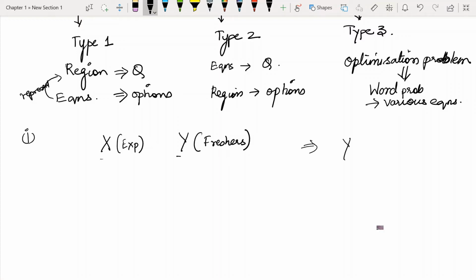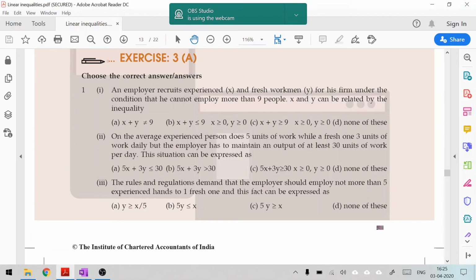Always you will have two variables X and Y, like how we have seen, Y is a function of X. So Y is equal to X plus something, a linear function. Only thing is we are not going to have an equal to, we will have a greater than or a less than symbol. Now what else does the question say? An employer is recruiting both experienced and fresh workmen for his firm under the condition that he cannot employ more than 9 people.